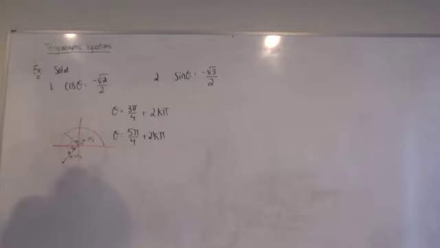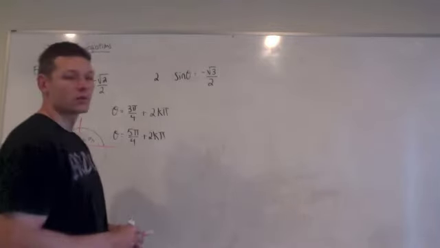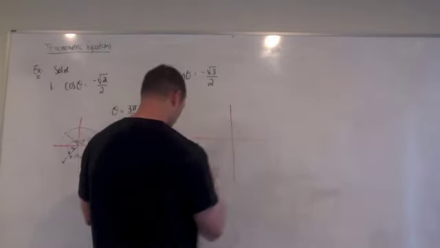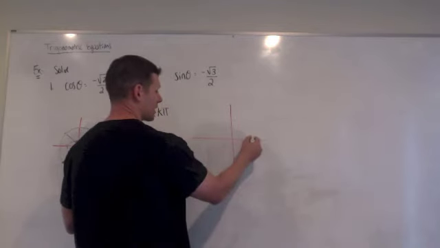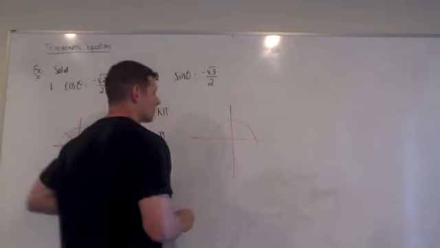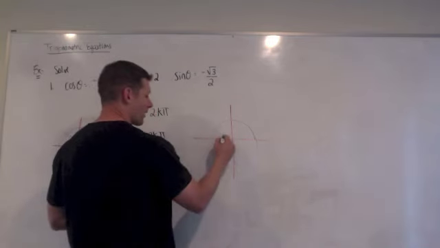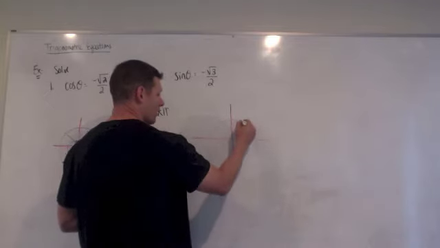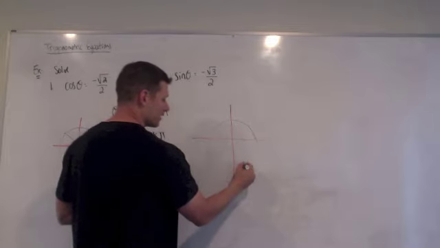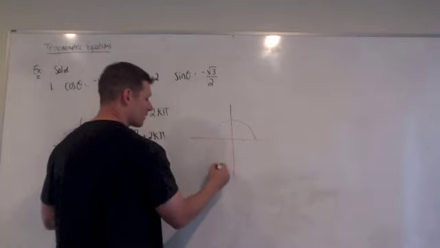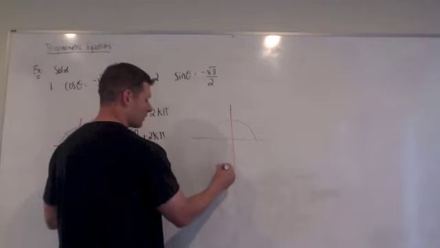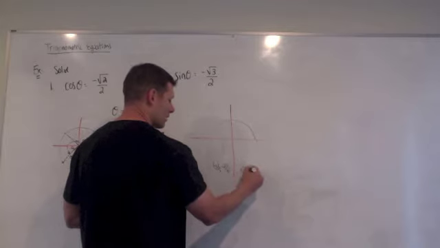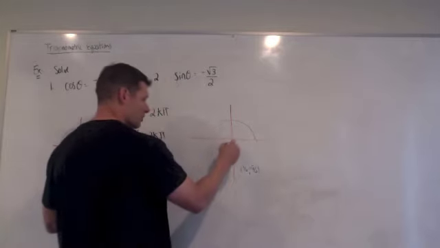Similarly, we can do the same thing for sine of theta equals negative root 3 over 2. We've got a unit circle. At what value of theta does sine of theta equal negative root 3 over 2? Down here is where I get a height of negative root 3 over 2. This is the point 1/2 comma negative root 3 over 2, and this is negative 1/2 comma negative root 3 over 2.